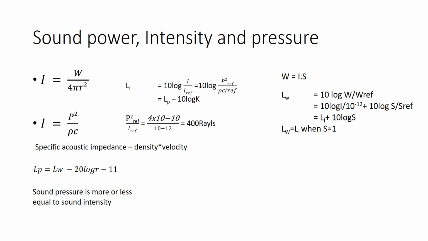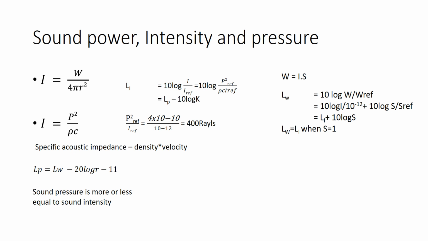And next one is the relationship between intensity and pressure. I is equal to capital P square by rho c. Rho c is the density and velocity, usually referred to as specific acoustic impedance. Also one more thing: sound pressure is more or less analogous to sound intensity.